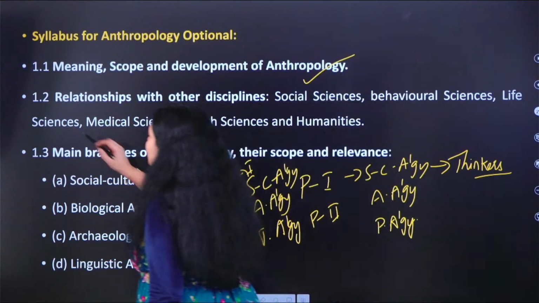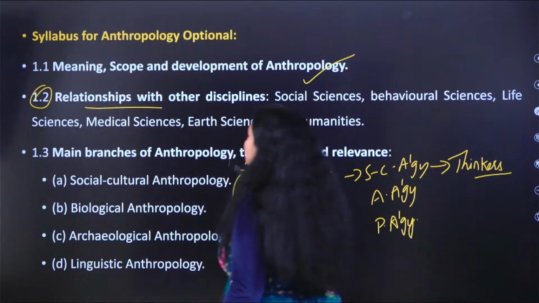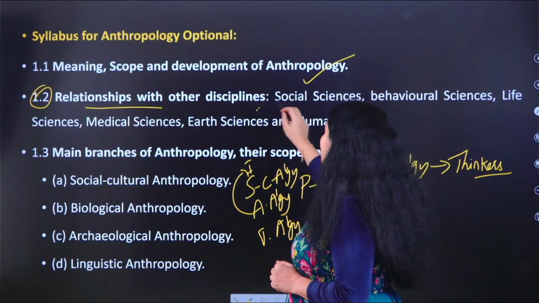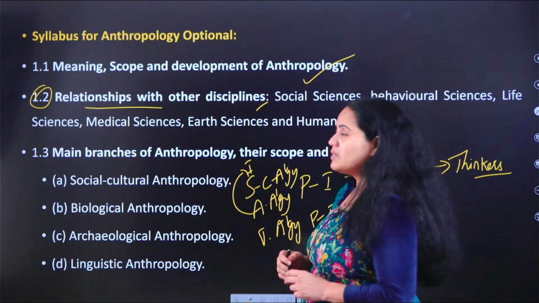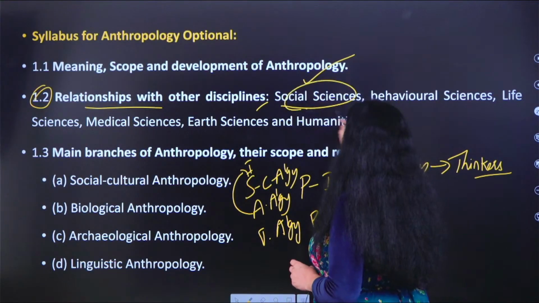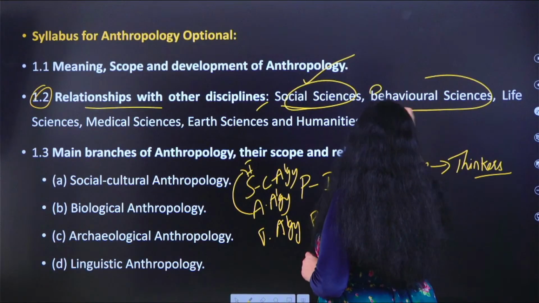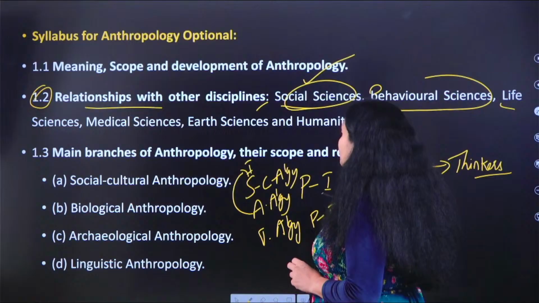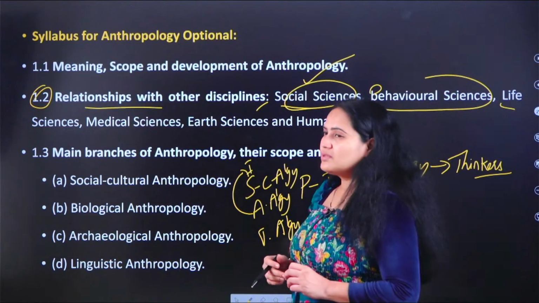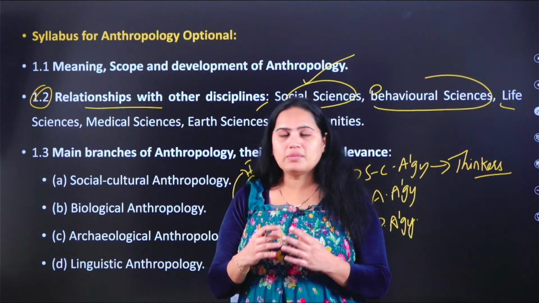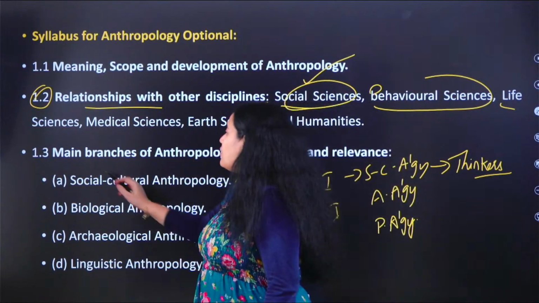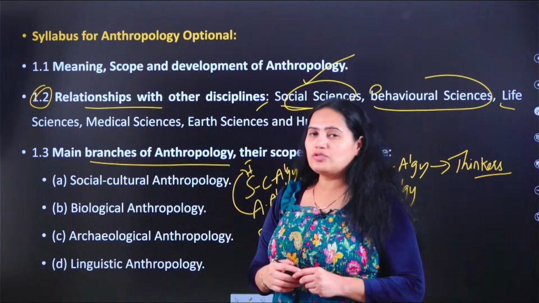And now let us understand about 1.2. 1.2 talks about anthropology's relationship with the other disciplines. What are those other disciplines? Its relationship with the social sciences, the behavioral sciences, the life sciences, medical sciences, earth sciences and humanities. There are some topics where we can connect it to all these subjects.